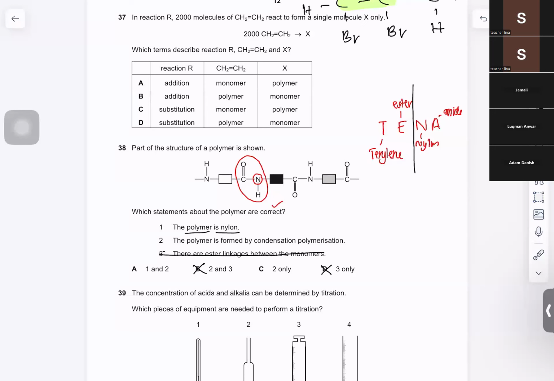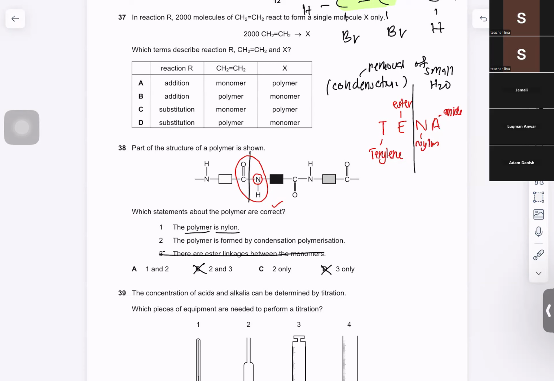Alright, so now the polymer is formed by condensation polymerization. Okay, this one is under condensation polymerization, you know, the removal of a small molecule. Usually the small molecule is water, H2O. Sometimes there is HCl, hydrogen chloride, but that's rare. It's usually H2O.